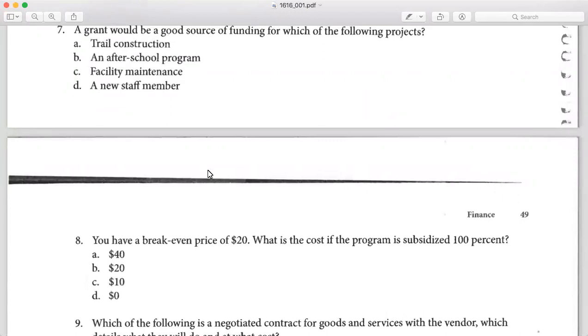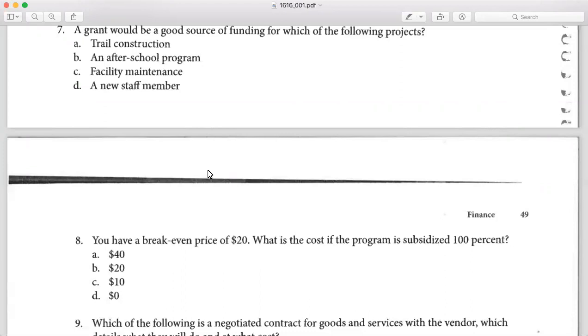Okay, so here's a good one. You have a break-even price point of $20. What is the cost if the program is subsidized 100%? What would be the answer for number 8? It's a trick question, isn't it? A tricky question, I should say.